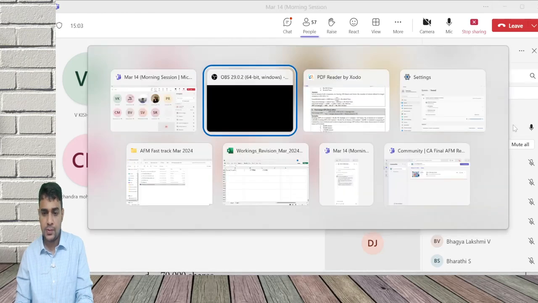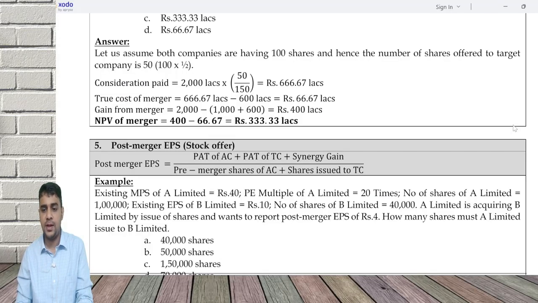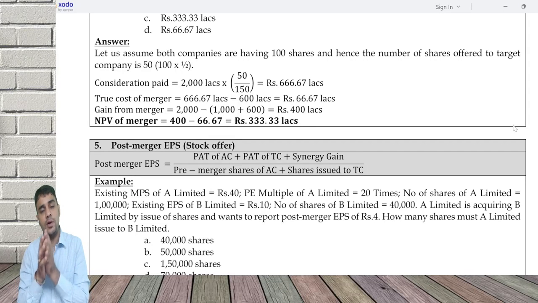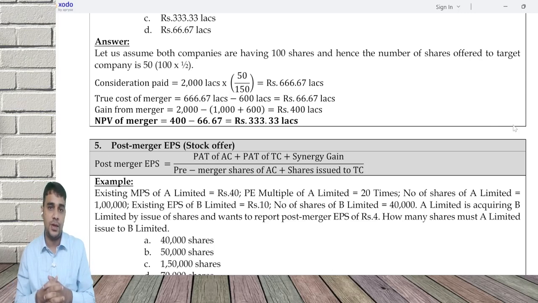Okay, so what I was explaining is the post merger EPS can be calculated under two situations. One is stock consideration, the other cash consideration. If you pay by stock, the merger table itself will give you the data. The merger table combines the PAT of the two companies, adds any synergy gain, and divides by the number of shares of AC plus the shares issued to TC. This is if you do a stock offer.